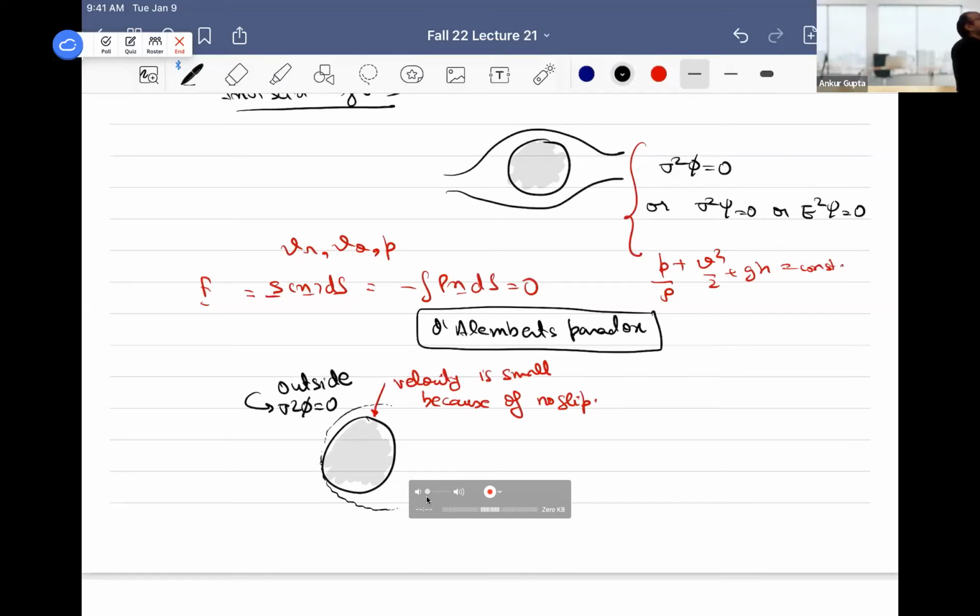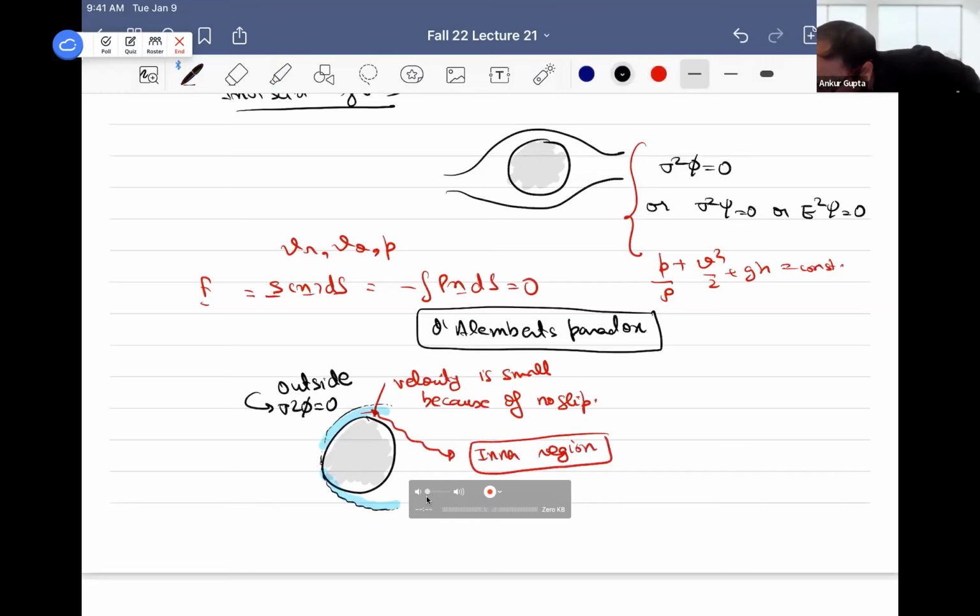Isn't this kind of what we are saying, that there's some sort of an inner region here? Let me show this with some other color. Inner region. And then there's an outer region. There's an inner region and there's an outer region. And we are solving sort of an outer problem because we are not imposing this inner region. We are not able to impose this no slip condition.